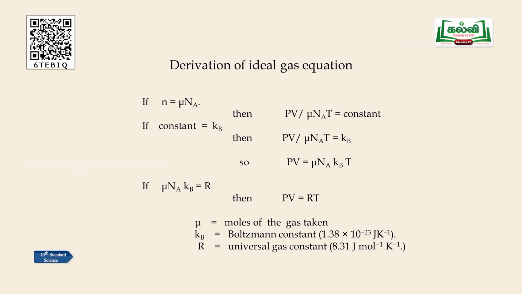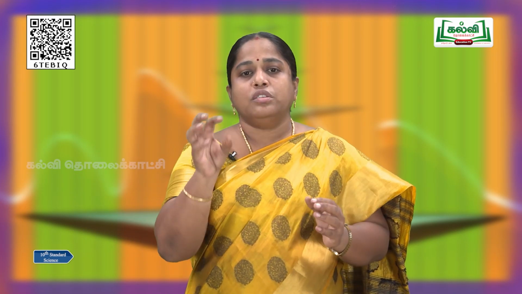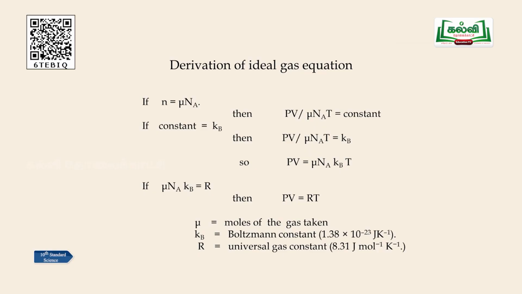So your equation changes to PV by nu Na into T is equal to a constant. Now this constant, we will replace by a term called Kb. What is that Kb? Kb is nothing but the Boltzmann constant. After doing a lot of experiments, the scientist Boltzmann found out the average kinetic energy present in the gas molecules. That constant value he kept as Kb, and he calculated the value of Kb as 1.38 into 10 to the power of minus 23 joules per Kelvin. So that constant value is replaced by Kb.